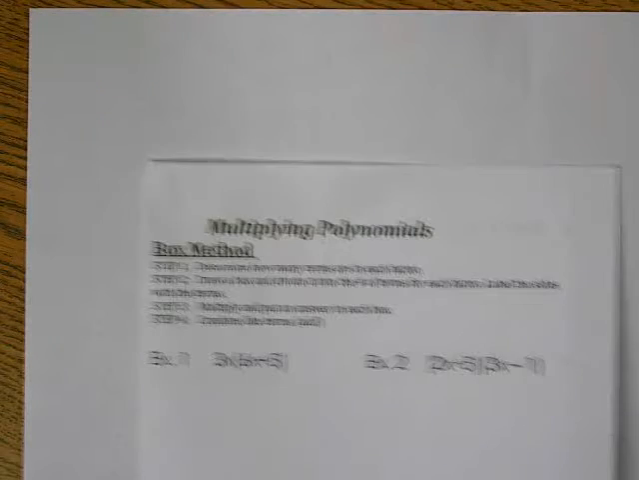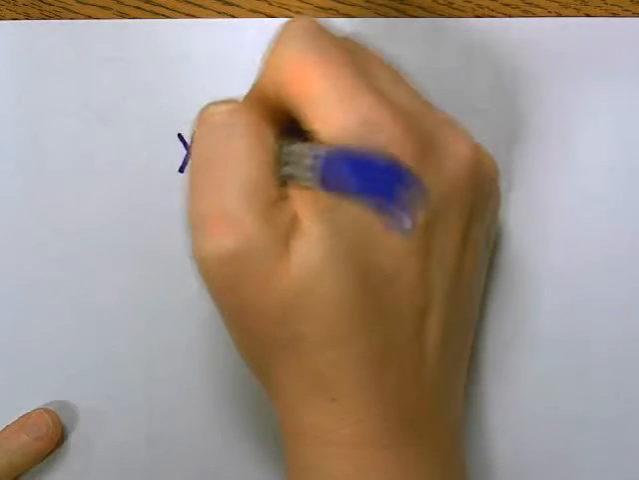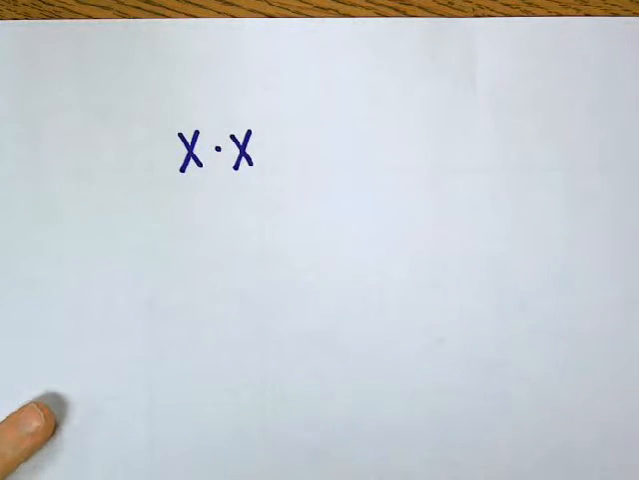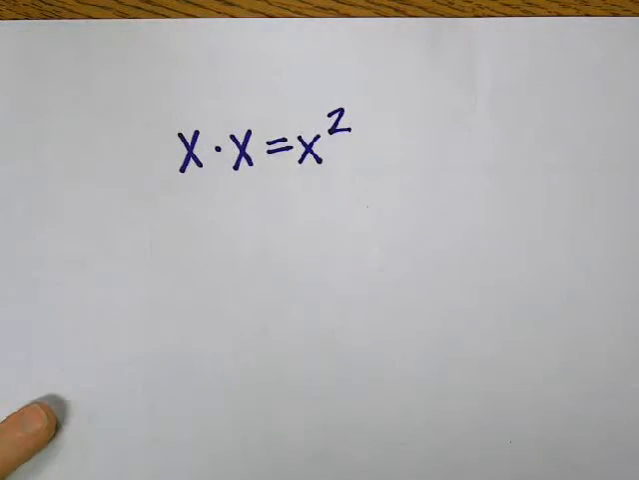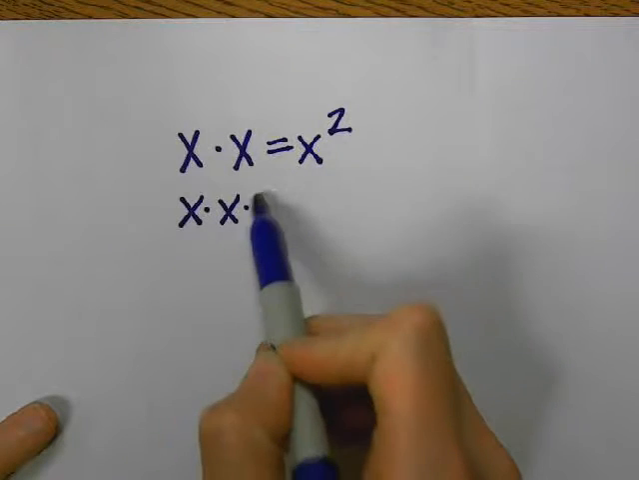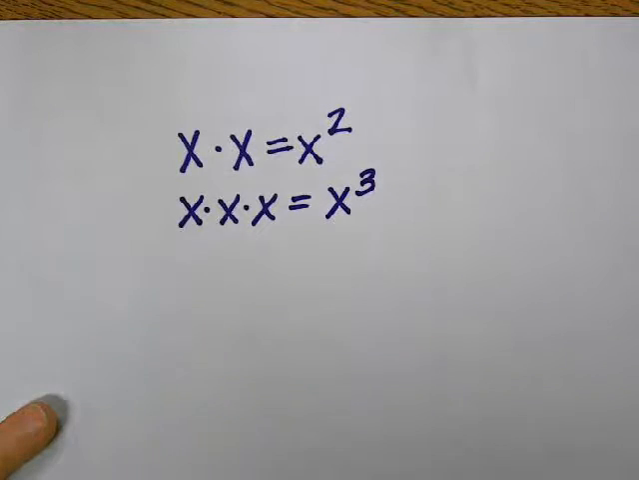Okay, this lesson is about multiplying polynomials, but before we can multiply polynomials, we have to review a couple of concepts. So the first thing we need to review is what happens if I multiply x times x. What do I get when I do x times x? Well, x times x means x squared. Okay, x to the second power. If I do x times x times x, that means x to the third power.